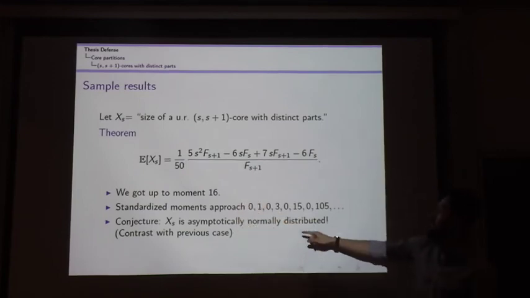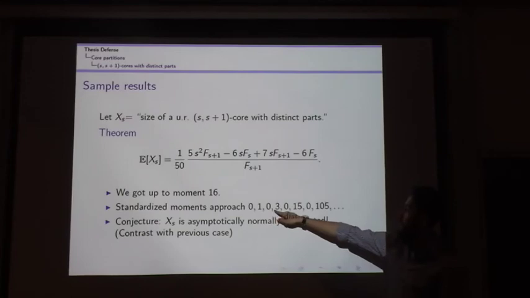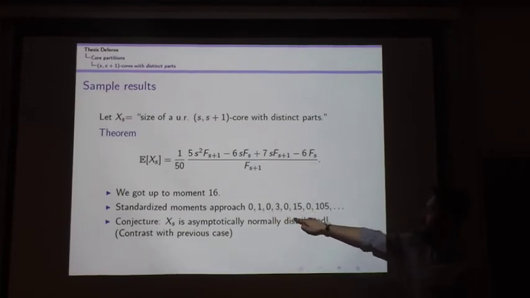And in this case, if you take the limit of your standardized moments, they approach the sequence. So it's very good evidence that this time the size is asymptotically normal. So if you add the restriction that the parts have to be distinct, all of a sudden it's asymptotically normal. Okay. Any questions about that?